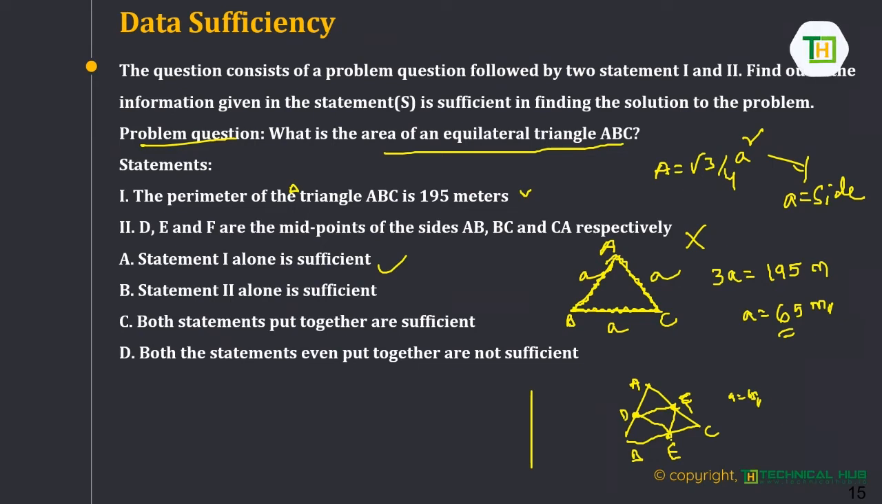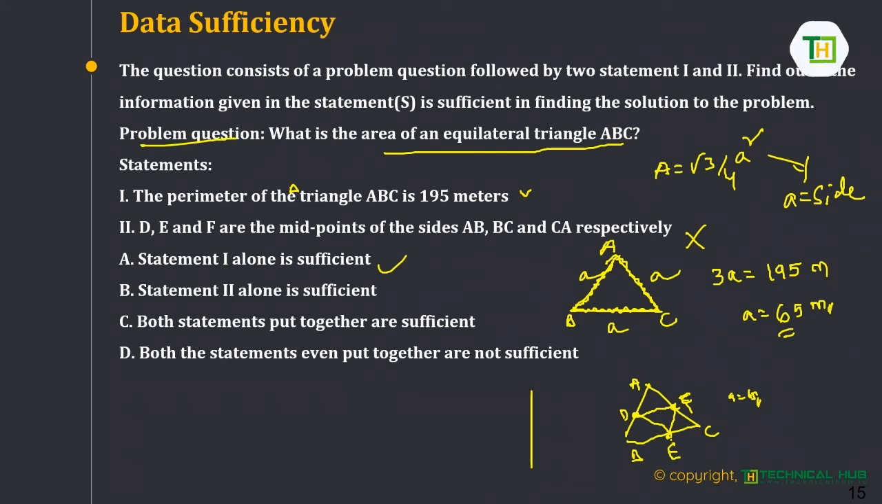Here A means the side of the equilateral triangle. So first of all, we want to find the side of the equilateral triangle. After that, you can simply calculate the area of the equilateral triangle. So go for the first statement. The statement is: the perimeter of the equilateral triangle ABC is 195 meters.